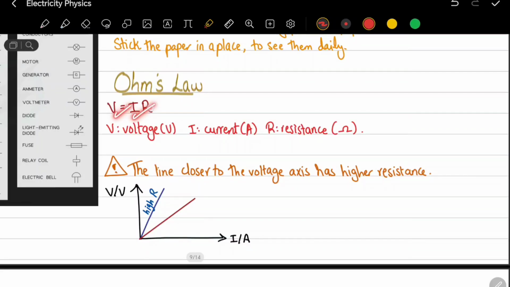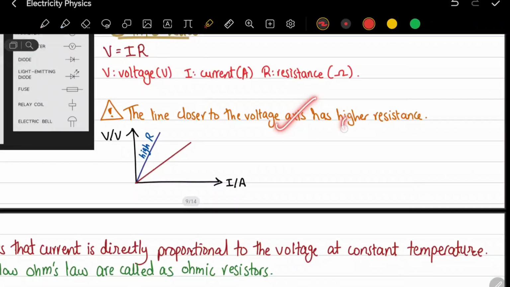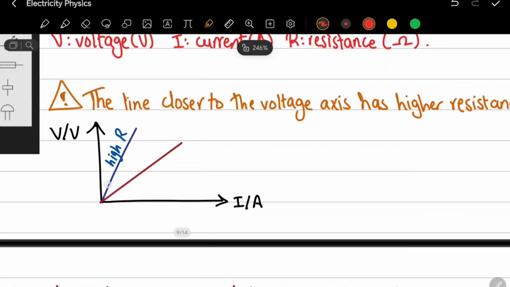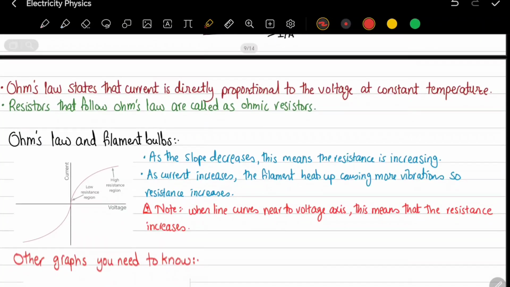V stands for the voltage, which is represented by the letter V, and its unit is volts. I represents current, and its unit is amperes. R represents the resistance, and its unit is ohms. The lines that are closer to the voltage axis will have higher resistance. For example, this line, the blue line, will have a higher resistance compared to the red line because this blue line is closer to the voltage axis. Ohm's law states that the current is directly proportional to the voltage at a constant temperature. Resistors that follow Ohm's law are called ohmic resistors.